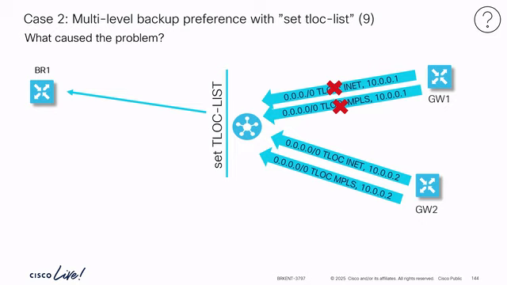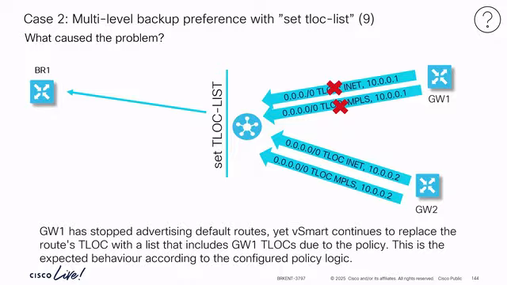So visually, if you think again about that advertisement from the perspective of the vSmart controller, we have prefixes arriving on the vSmart. When gateway 1 disappeared, its routes were withdrawn. Only 2 prefixes remain, but since on the outbound policy, after the best path selection, we have a set TLOC list action, we are rewriting that next hop, and black holing is happening.